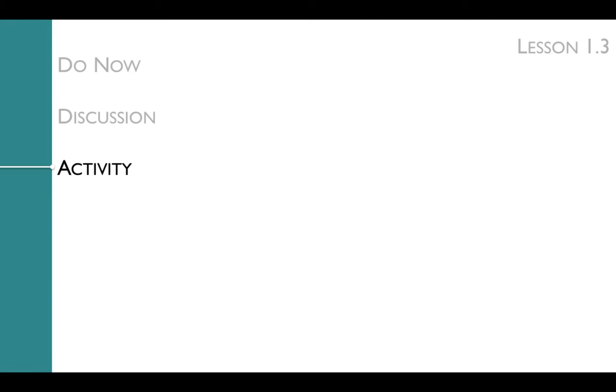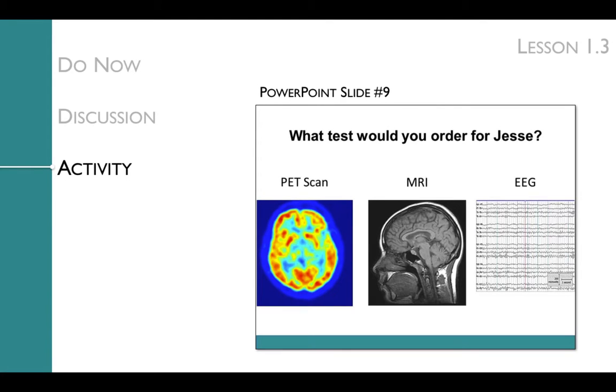After the teach back, to help students refocus on the case study, you'll ask the class, what test would you order for Jessie? Students' answers will depend on whether they think Jessie primarily has a structural or functional abnormality. If they're thinking his problem is structural, they should order a structural test. If they're thinking his problem is functional, they should order a functional test.